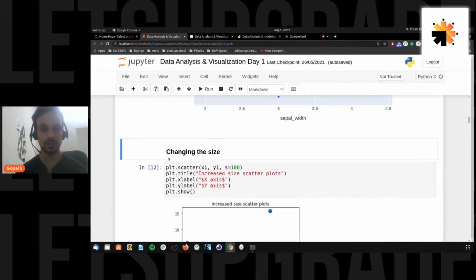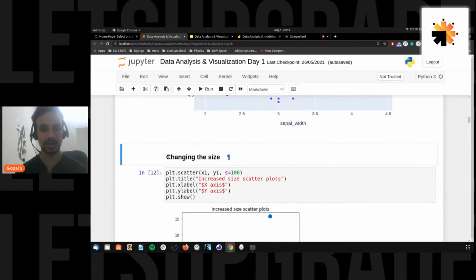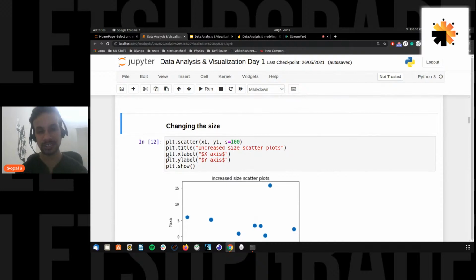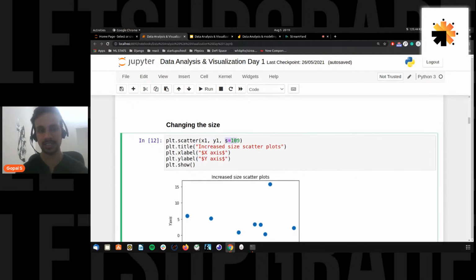Okay, so what if you want to change the size of the dots for each of the x, y coordinates? You just have to pass s equals whatever integer value you would want. I believe it takes the HTML value for rem, if I am not mistaken.